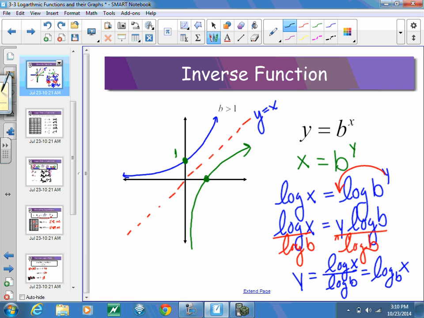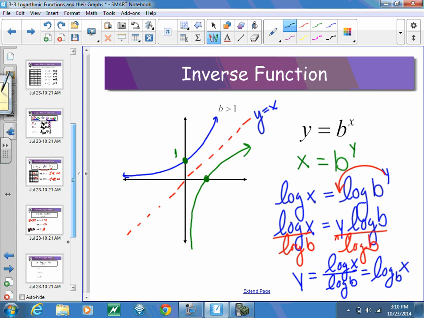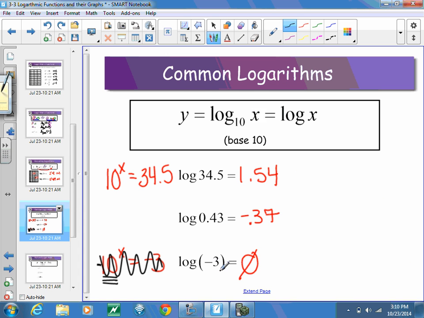Thinking back to what the graph of this is, the domain of your logarithm is all real numbers that are greater than 0. We do not have any negative values. So we cannot take the logarithm of a negative number. It's just not possible. So there's our logarithm of base 10.